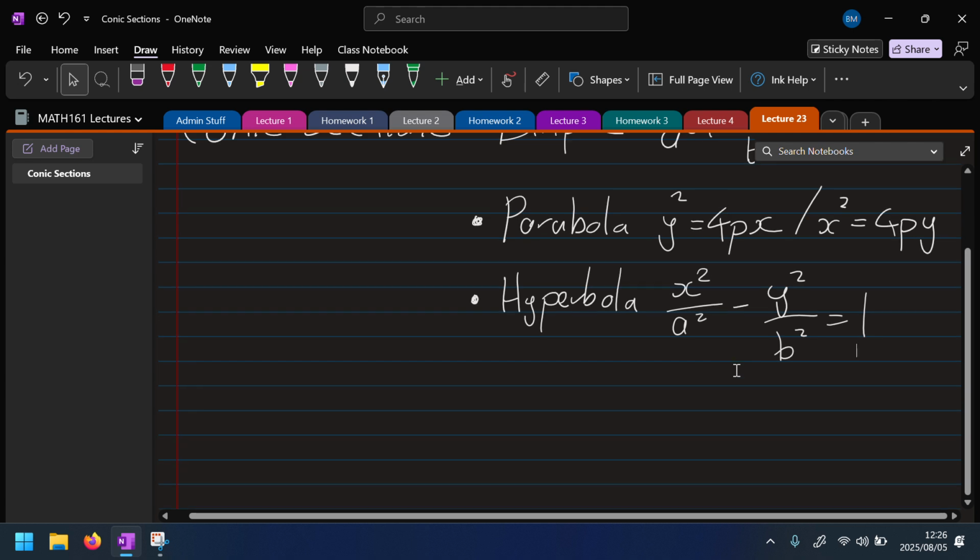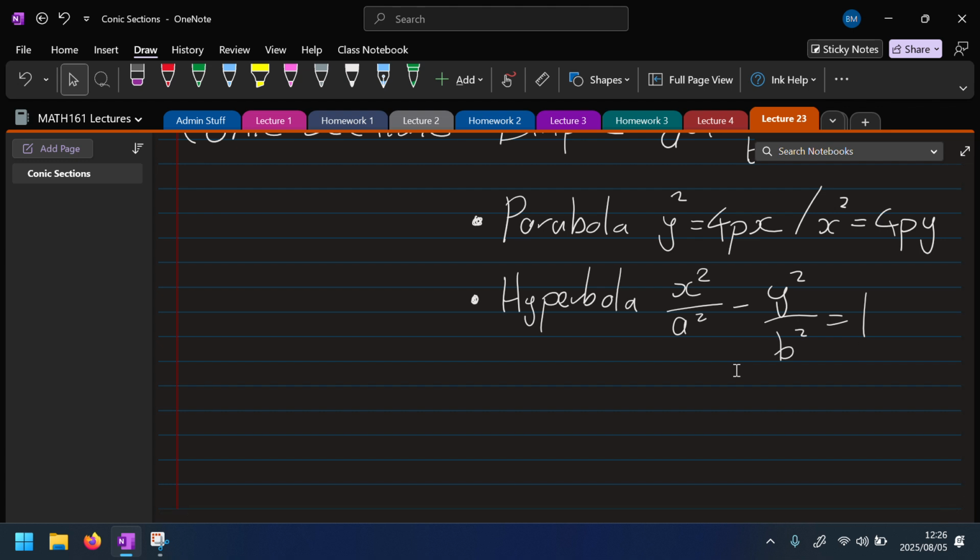And if we swap the order of these, we get a hyperbola that is horizontal or a hyperbola that is vertical. Okay, we'll see that later. So again, if we swap the order and we have y squared over b squared minus x squared over a squared equals 1, that just swaps the orientation. So either it's going to be horizontal or it will be vertical. Okay, depending on which one you choose.